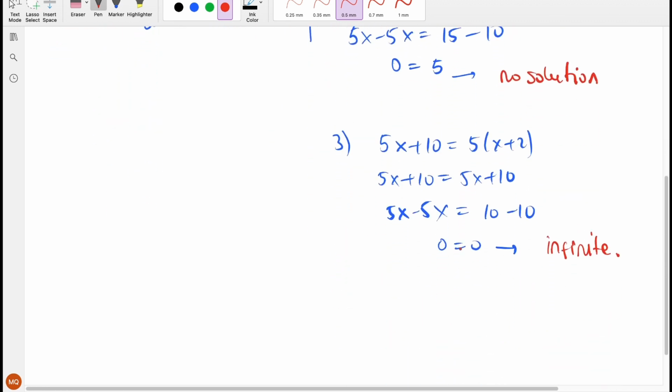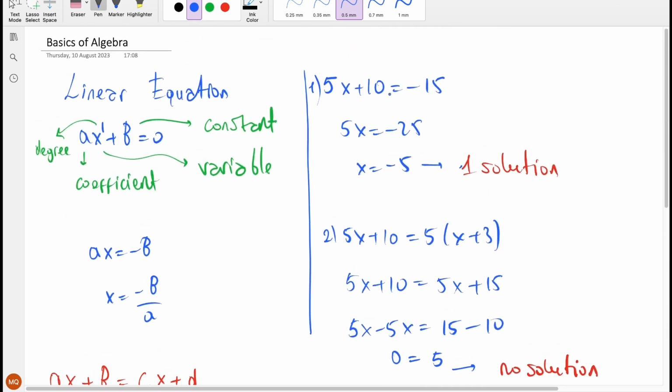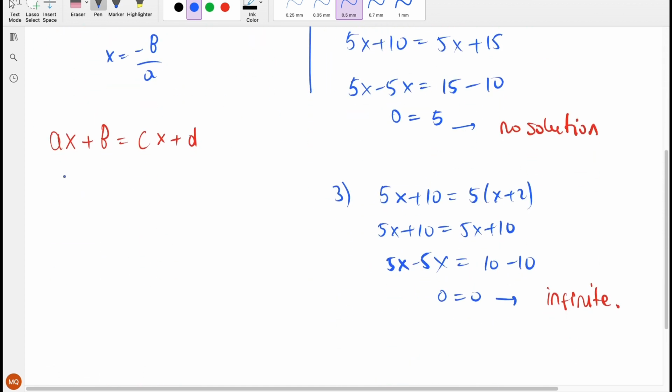Now let's create a formula for this rule. For example, you have two linear expressions on both sides, and you are doing simplification, and you are getting this form: ax plus b is equal to cx plus d. Okay, now let's look at the first one. Here you can see that we have 5x, and on the second side you have 0x. So they are not equal to each other. When coefficients of x are different from each other, a is not equal to c, it means that there's one solution.